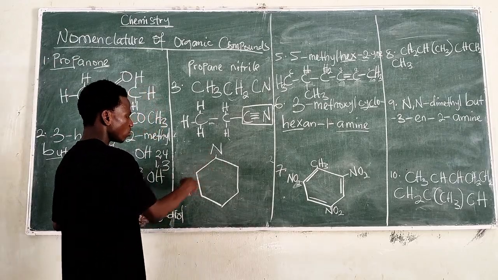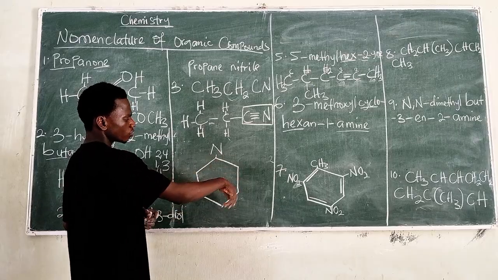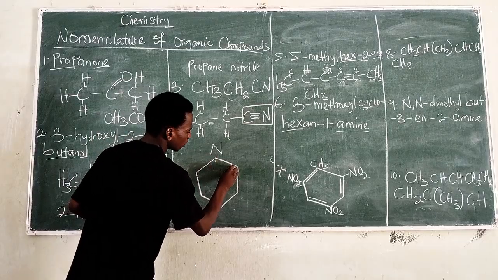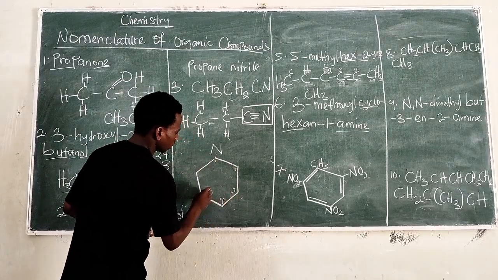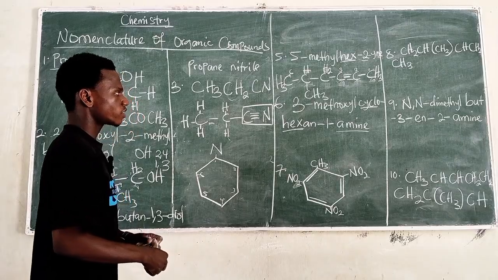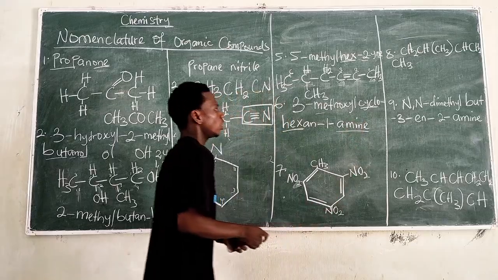If we are going with this numbering, this is carbon 1, 2, 3, 4, 5, and 6. If we are going with this numbering, this is 1, 2, 3, 4, 5, and 6. So let's go with this numbering. So next to do is to add our substituent. On carbon 3, we have a methoxy.